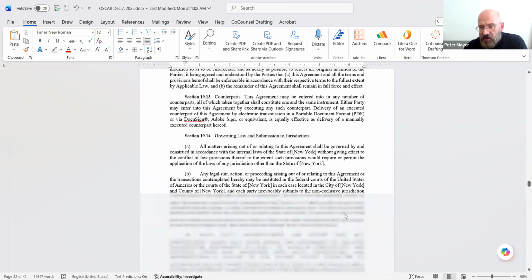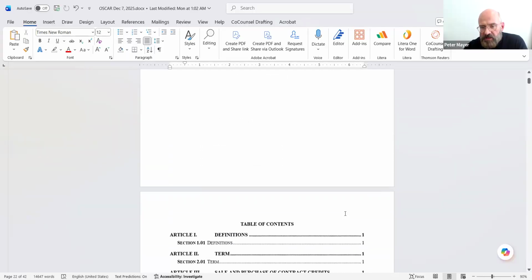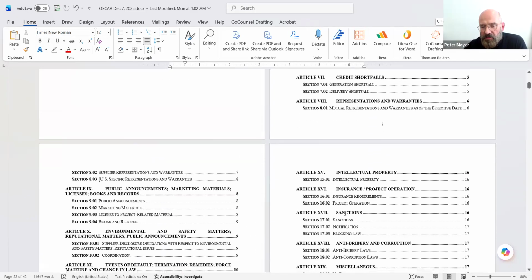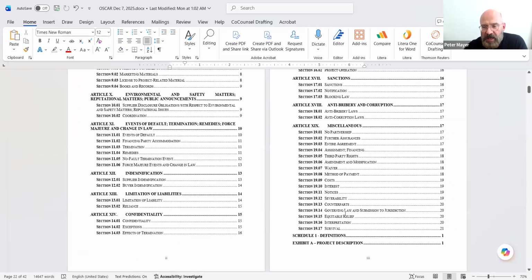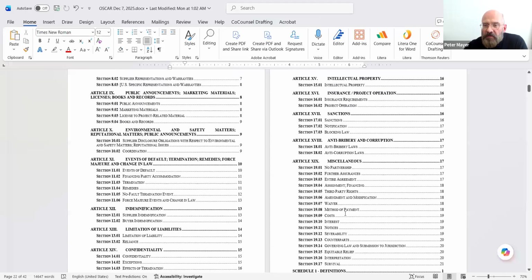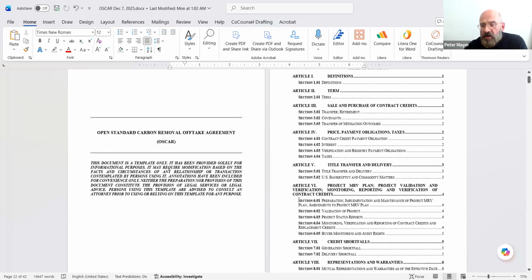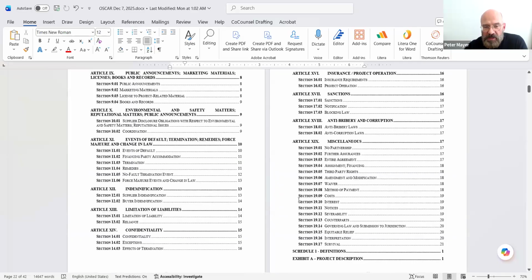So when you look at the table of contents, you pretty much have every kind of provision that you should find in any CDR offtake agreement. If you don't find these headlines in a CDR offtake agreement, the wording might be different, but these are areas that should be covered.